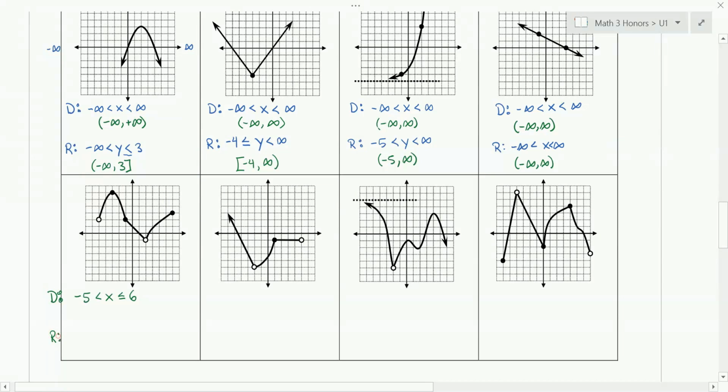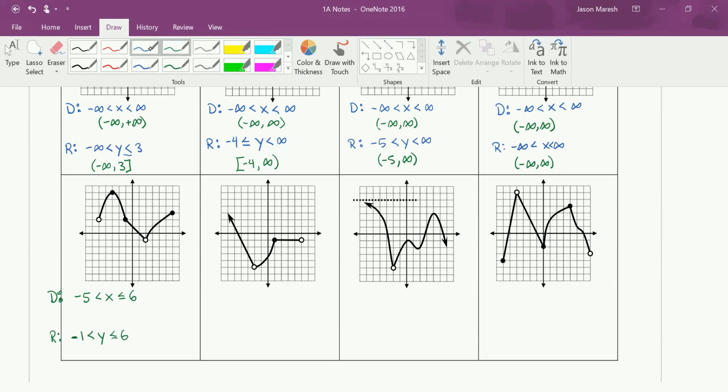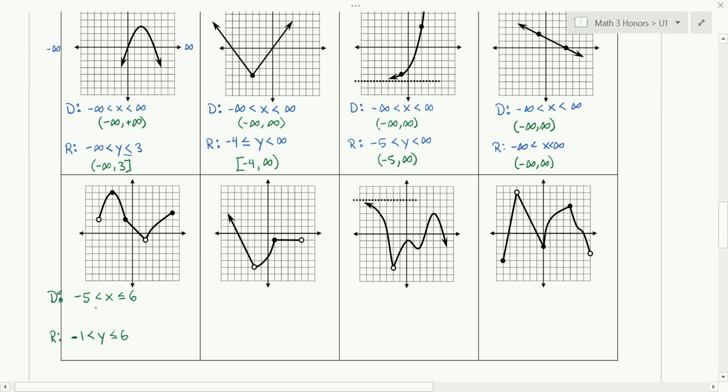For our range, the lowest point is right here at -1, but it's an open circle, so we don't include that. -1, I'm going to use a less than sign. And then the highest point is up here at 1, 2, 3, 4, 5, 6. And so interval notation: parenthesis, -5, comma, 6, bracket, parenthesis, -1, comma, 6, bracket.